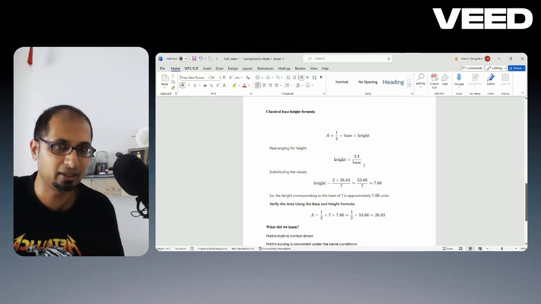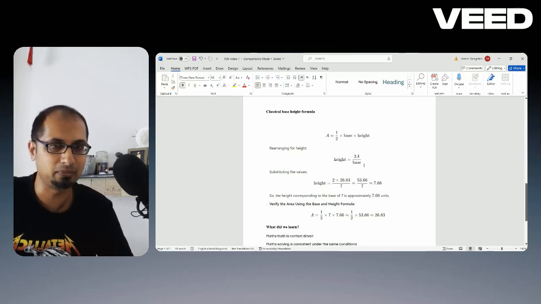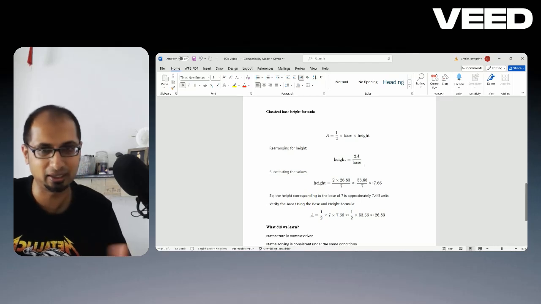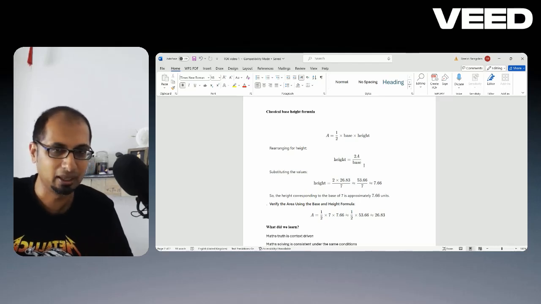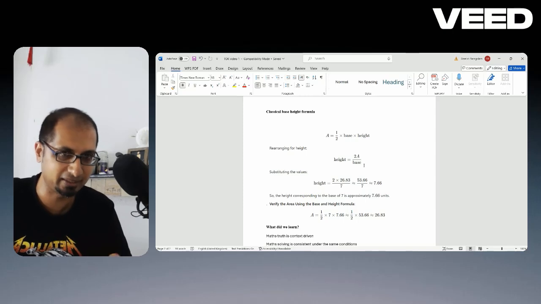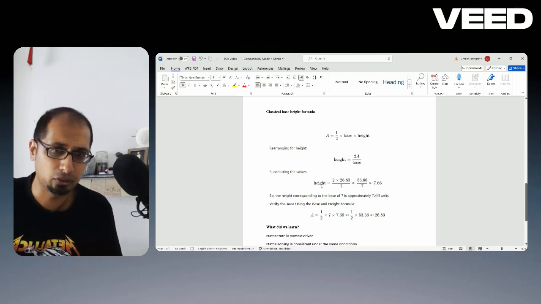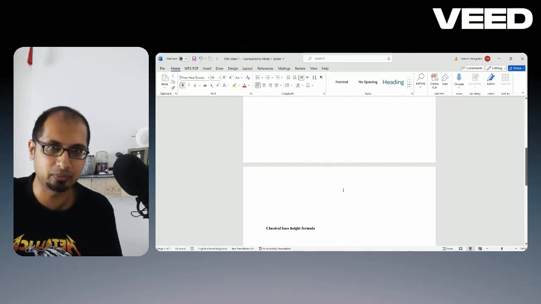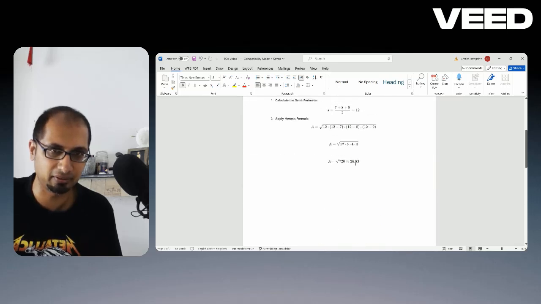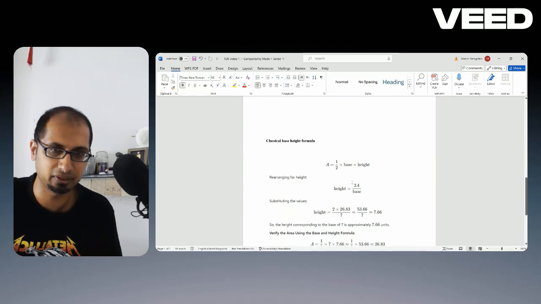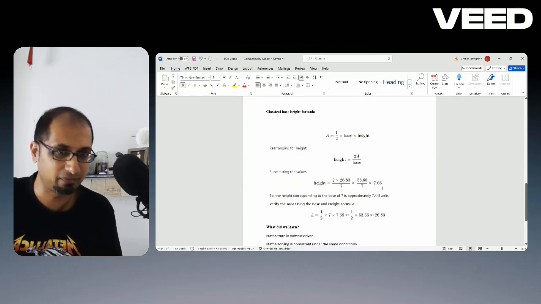Height is 2A over the base. And if you take the base as 7, because we had 7, 8, and 9, and you can actually do that with any number, but if I take the base as 7, you get the height as 2 times 26.83 divided by 7. And the 26.83 was the area from the previous section. So you end up getting 7.66.